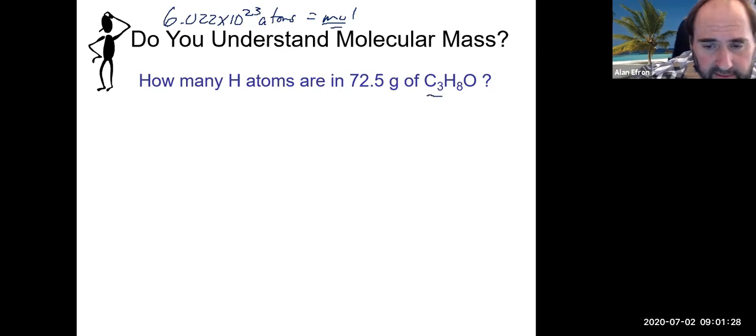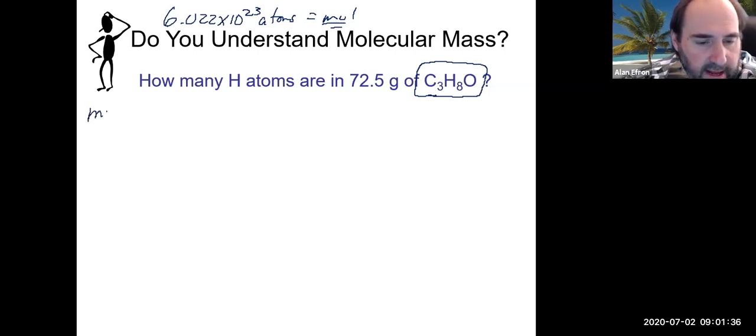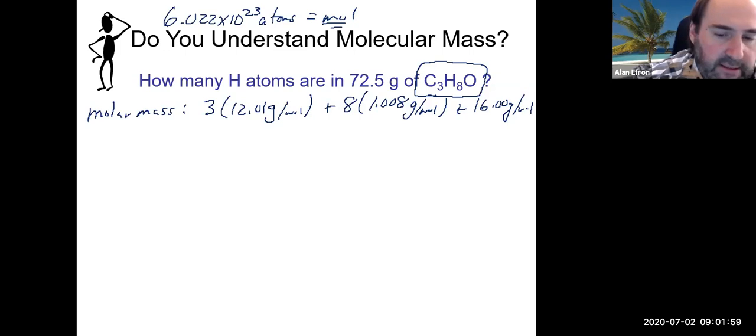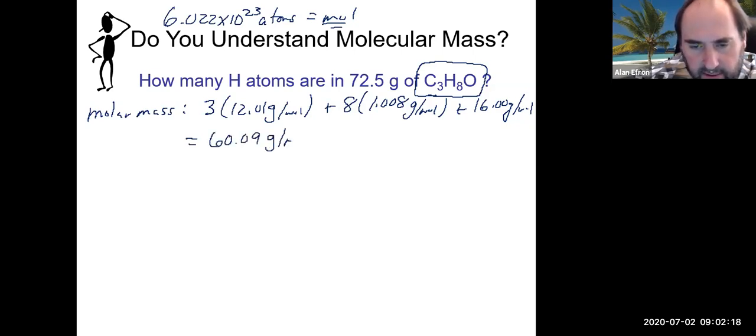Now, remember, to get the moles, we need the molar mass. So we need to go to the periodic table and calculate the molar mass of this compound. From the periodic table, we have three carbons, each at 12.01 grams per mole, plus eight hydrogens, all eight at 1.008 grams per mole, plus one oxygen, which is 16 grams per mole. If we add all that together, 3 times 12.01 plus 8 times 1.008 plus 16 gets us something like 60.09 grams per mole, which would be the molar mass of our compound here, our molecule here.